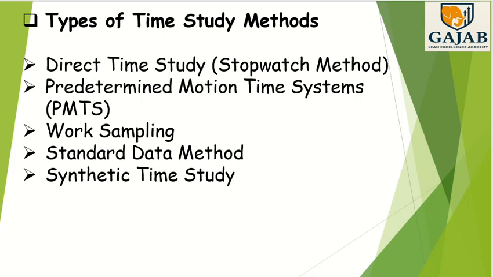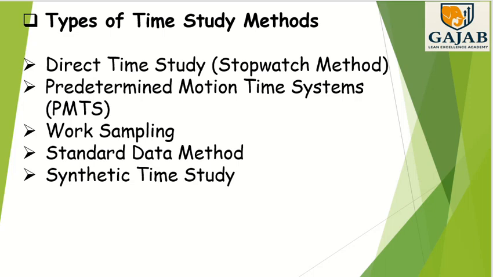Types of time study methods. There are several methods used in the time study, each suitable for different types of work environments. The stopwatch method is the most common, where the task times are recorded directly. PMTS assigns predetermined time values to specific motions; it is basically concerned with the motions. Work sampling observes random work periods to estimate the efficiency. The standard data method uses the historical time records. And the last one is the synthetic time study, which divides the task into smaller elements for precise measurement.